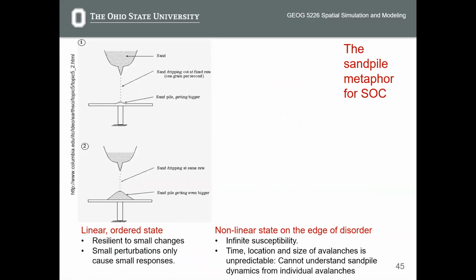Okay, here is an example. Here we have a platform receiving sand grains from this funnel. So sand is dripping from this funnel. This is the initial configuration of the system, and if the sand grains continue to drip, this system is linear and stable. The sand pile is becoming larger and larger, but nothing unexpected is going to happen for now. So here we have a linear ordered system.